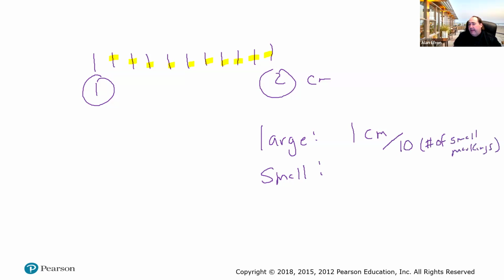the number you get when you do that is 0.1. And that tells you what each of these smaller markings represents. Each one represents an increment of 0.1 centimeters. That's why we said this one would be 1.1, one more 0.1 would be 1.2, 1.3, 1.4, and all the way up.